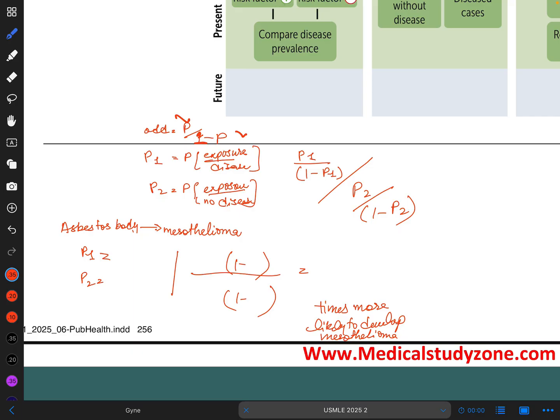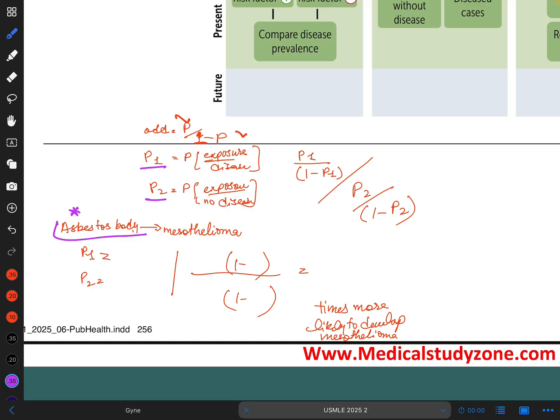Okay, so let's define P1 as the probability of exposure in the context of the disease, and let's define P2 as the probability of exposure in the context of no disease. Now, if we do that, putting everything together, we define the exposure odds ratio as P1 over 1 minus P1, over P2 over 1 minus P2. So this together would be the odds ratio. So let's try to make this more concrete by using a specific example.